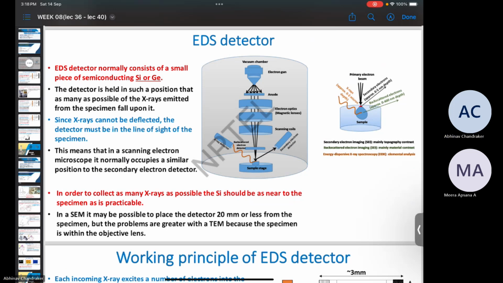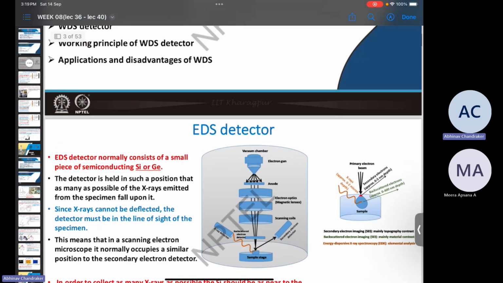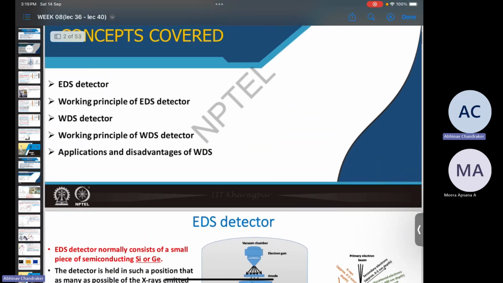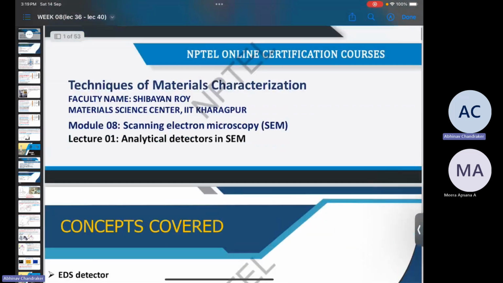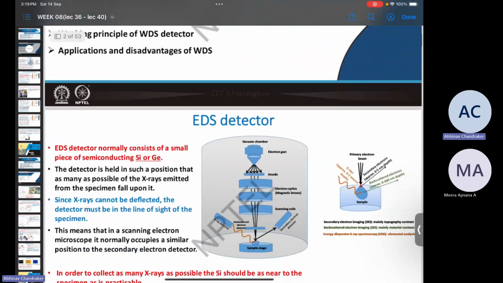When it comes to characterization or compositional analysis, the most reliable signal that you can use, which is generated by the electron-specimen interaction, is the characteristic X-rays generated from the specimen. And almost all the popular or most commonly used techniques in SEM for compositional detection use characteristic X-rays only.